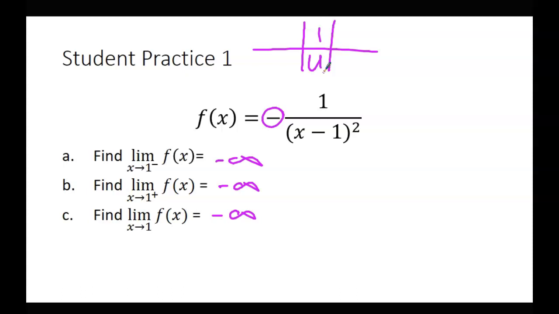Jennifer's not with us, Isaac's not with us, but Jacob's with us. Jacob, what can I plug in to the left? Since I can't plug in 1, I'll plug in a number really close to 1. What would I plug in from the left? You would plug in 0.99. Nakaya, what would you plug in to the right?